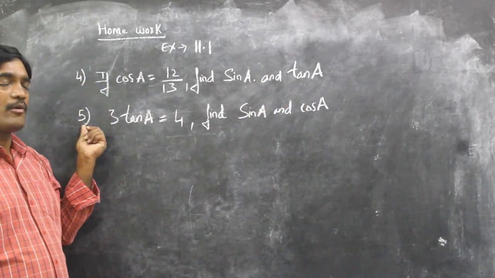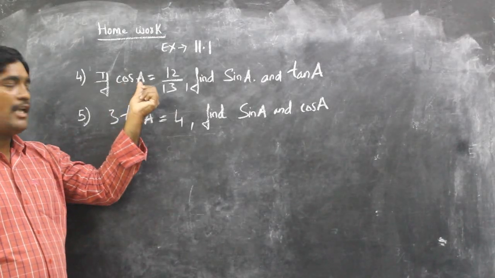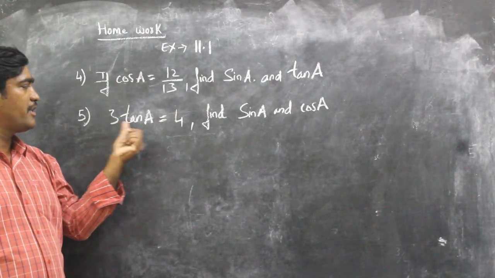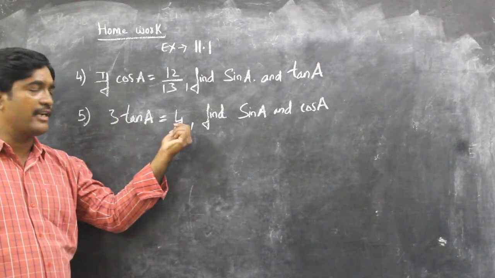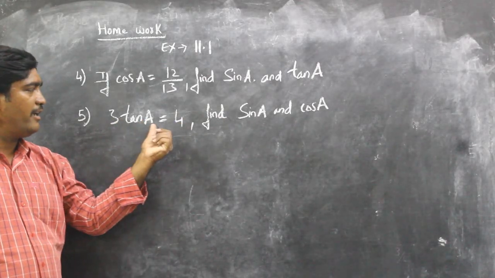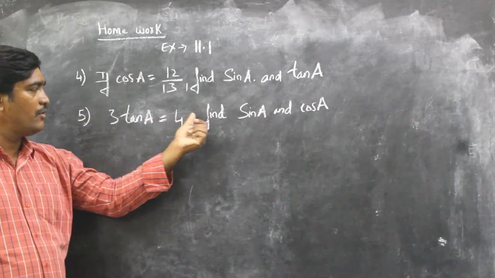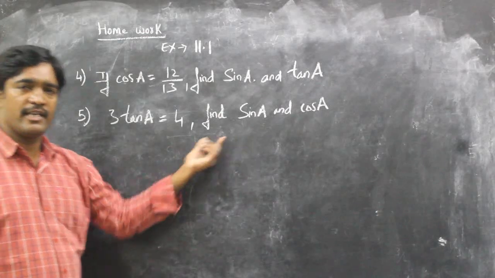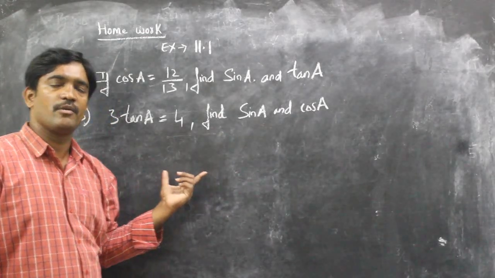Similarly, the 5th problem, the small difference is that here directly the cos A value is given, but in the 5th problem he has given 3 into tan A. So no need to worry, just take this 3 to this side. It becomes tan A equal to 4 by 3. This is the change you have to do. Tan A equal to 4 by 3, and the next steps are similar to those we have solved in the previous problem. Now solve these two problems and submit.